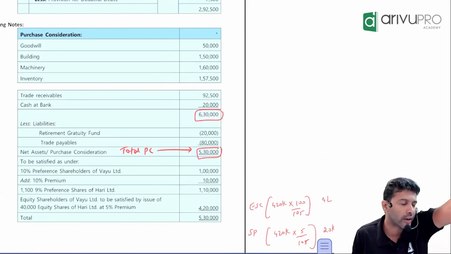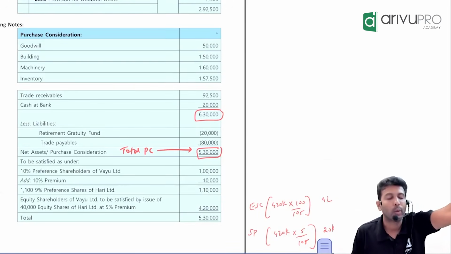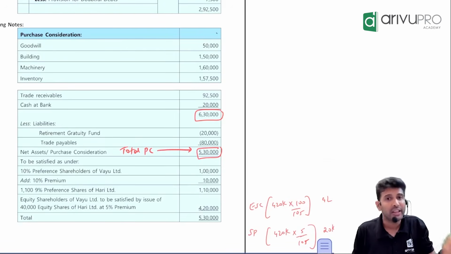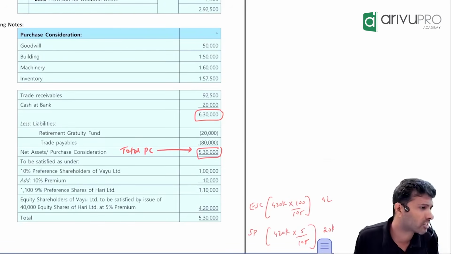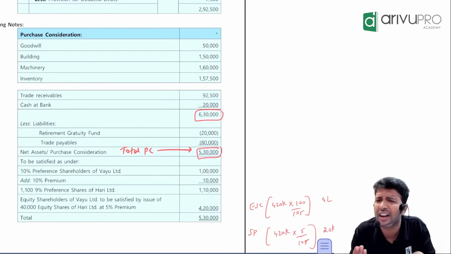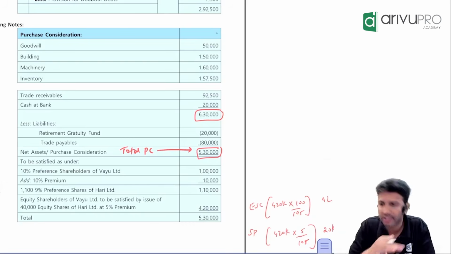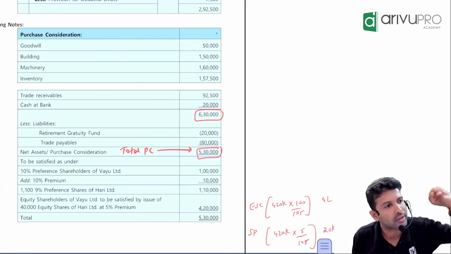So what is over now? Net asset is over. PC is over. What is the third step? Compare PC with net assets. Either you will get a profit scenario or a loss scenario. But here PC and net assets are the same. That means, will you get any extra goodwill? No. Will you get any capital reserve? No. Because it is the same.